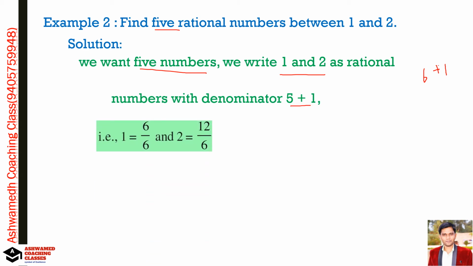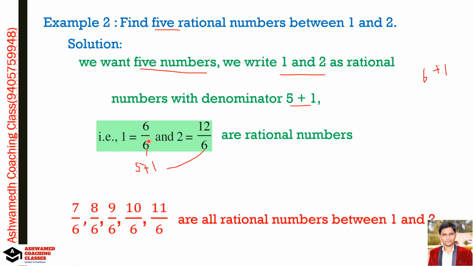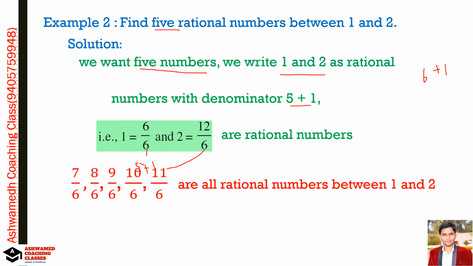So it is like this. See, 1 can be written as 6 upon 6, and this 6 is nothing but 5 plus 1. Am I right? And 2 is 12 upon 6, and this 6 is also 5 plus 1. These are the rational numbers. So 1 can be written as 6 upon 6 and 2 can be written as 12 upon 6, and therefore these are the rational numbers between these two.